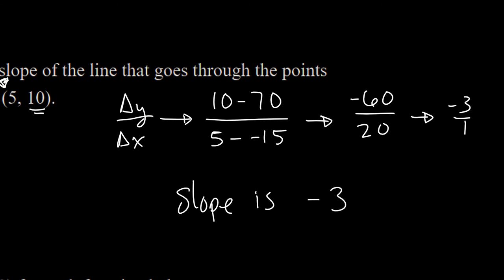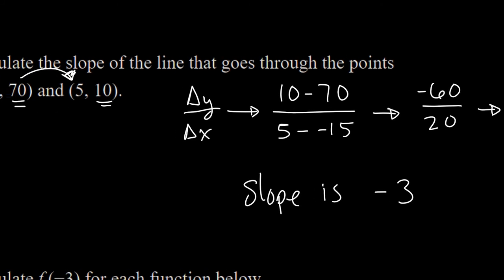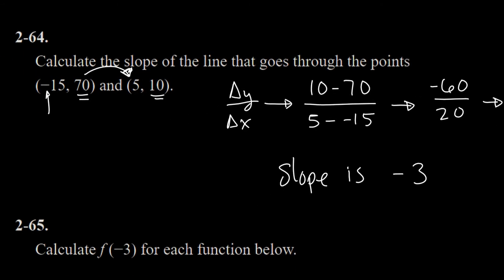So when you see a slope without a denominator, right, the implicit denominator is 1. So we're looking at a unit rate here, right? It's going down 3 every single time x increases by 1. All right, so that's question number 64.